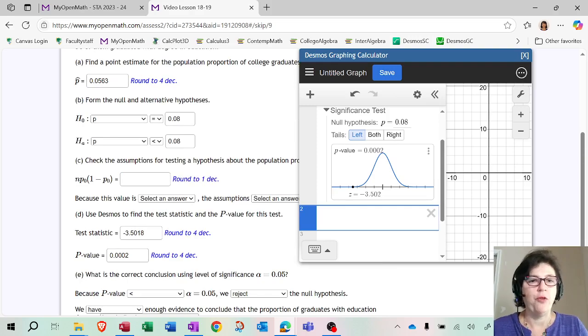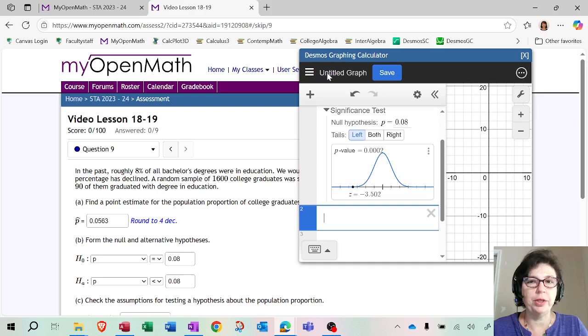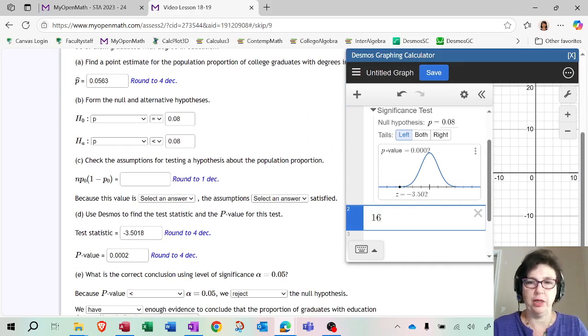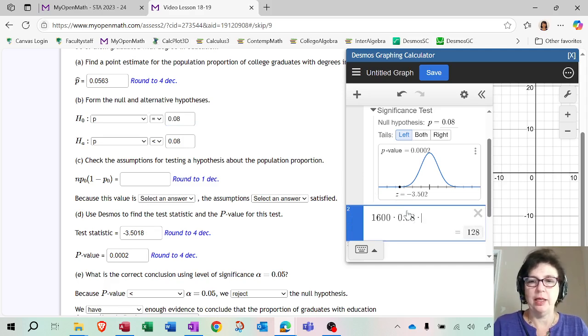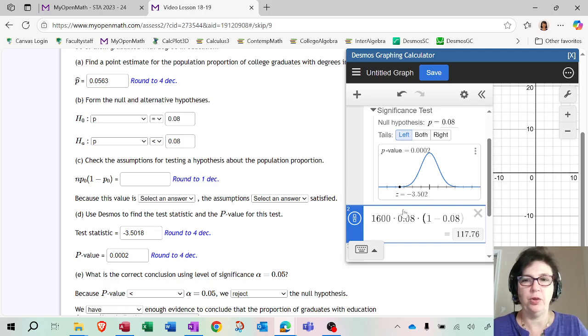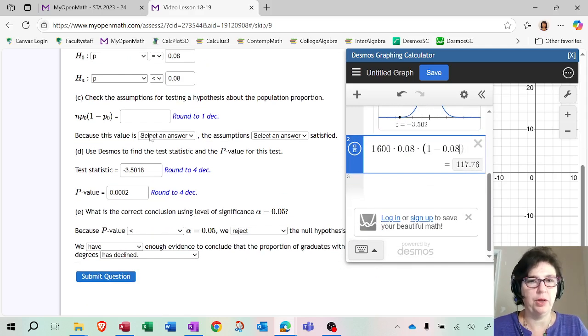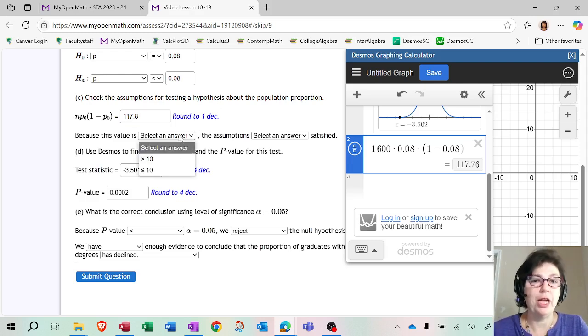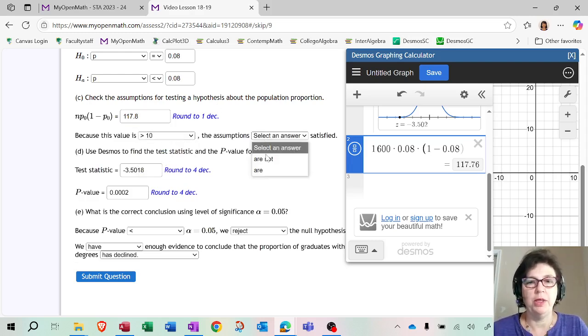Okay, so let's see. First, n. N is the total number of trials, total number of people in the sample, 1600. So we'll start with that. Multiplied by p0. Not p hat. P0 is the number from the null hypothesis. That's 0.08. And then we multiply that by 1 minus 0.08. Okay, our answer here is going to be 117.8 if we round to one decimal place. Is that larger than 10? Of course it is, which means that the assumptions are satisfied. Let's check our work.